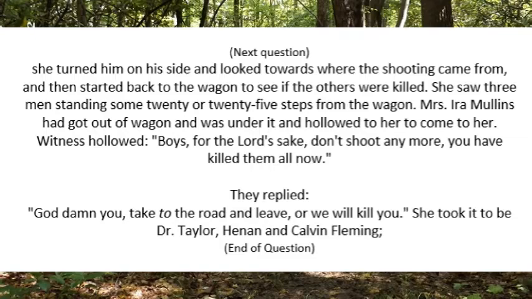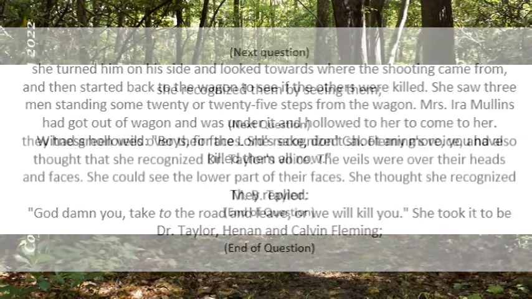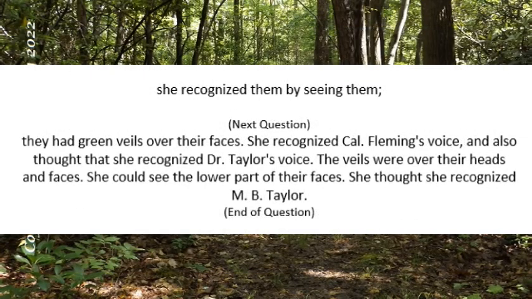End of question. Next question. Answer. She recognized them by seeing them. End of question. Next question. Answer. They had green veils over their faces. She recognized Cal Fleming's voice and also thought that she recognized Dr. Taylor's voice. The veils were over their heads and faces. She could see the lower part of their faces. She thought she recognized Martin Benton Taylor.